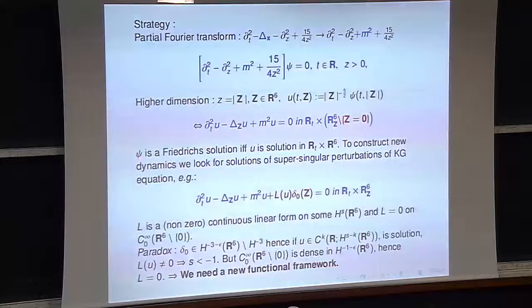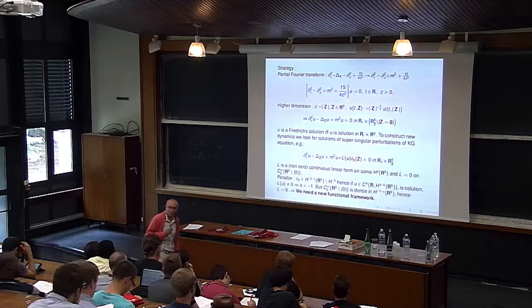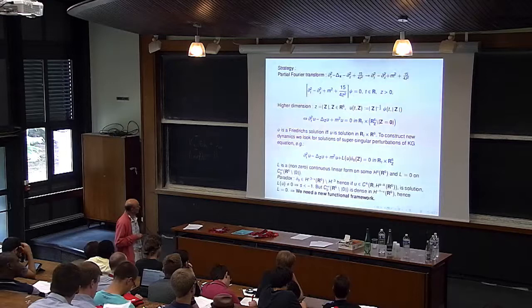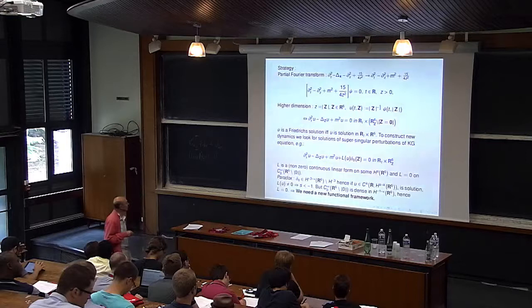Therefore, if we want to construct solutions of the Klein-Gordon equation in anti-de Sitter spacetime which are not Friedrichs solutions, we have to construct a U solution of Minkowski spacetime outside the origin, which is not a solution on the whole Minkowski spacetime. The simplest idea is to add a singular potential supported by the origin, where delta is the usual delta distribution. L of U is a continuous linear form on the Sobolev spaces.